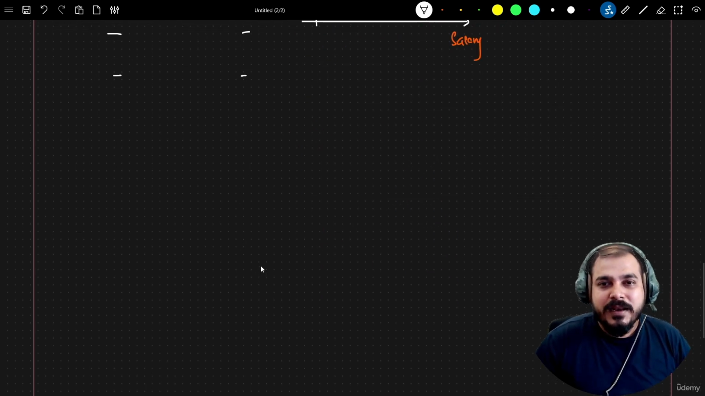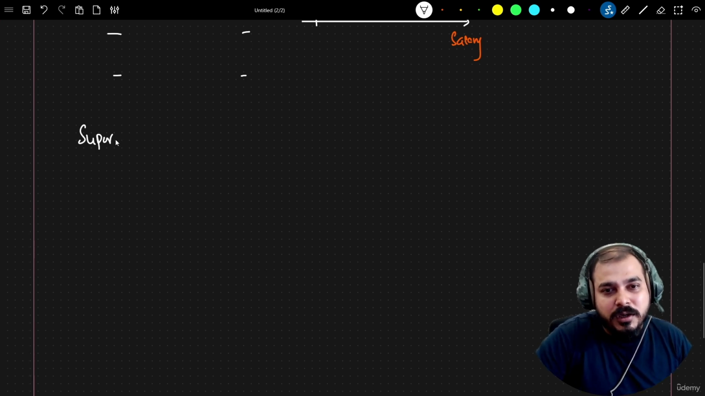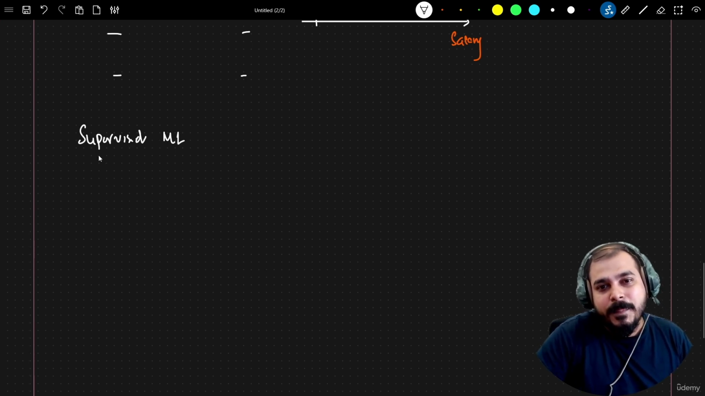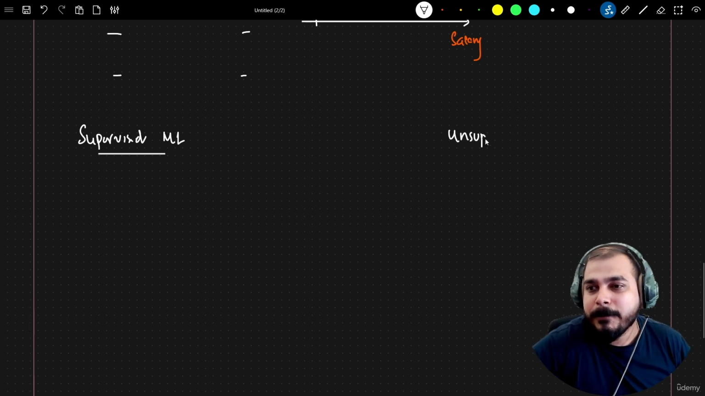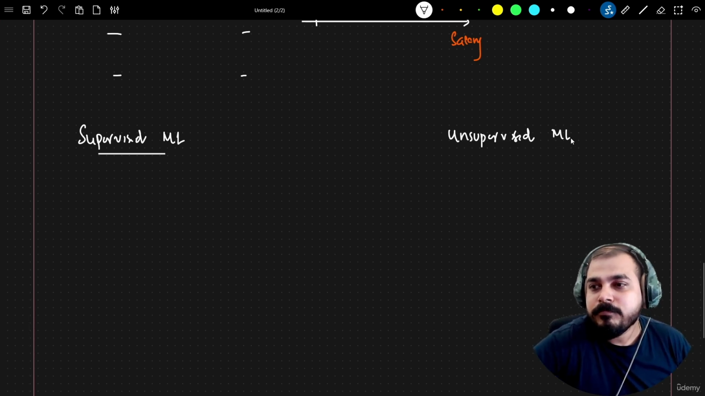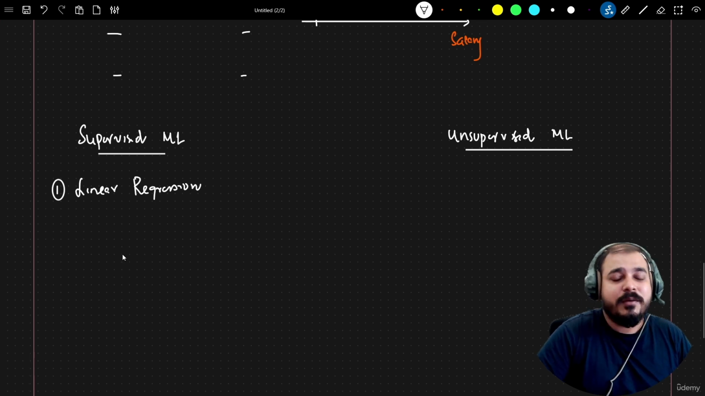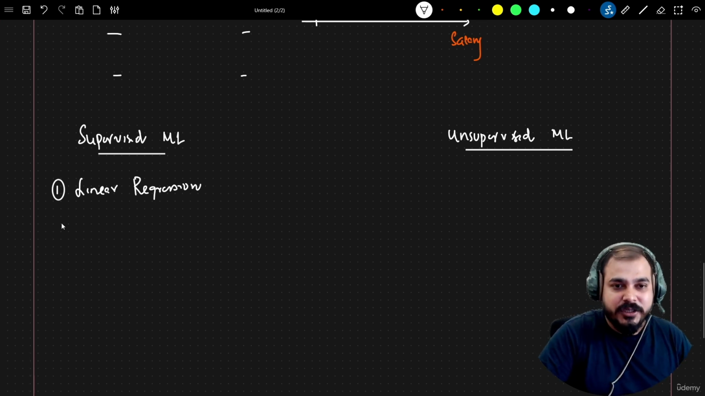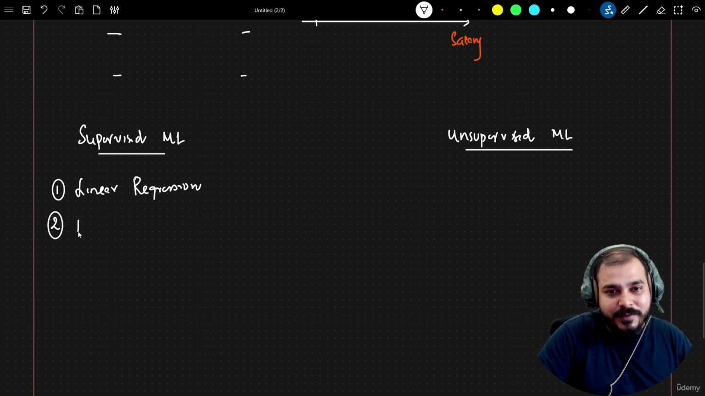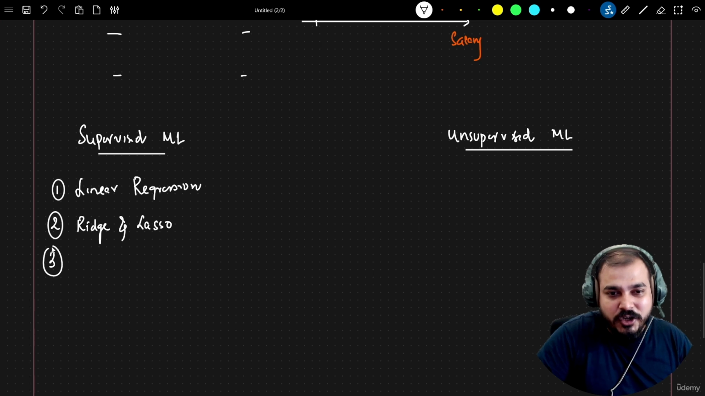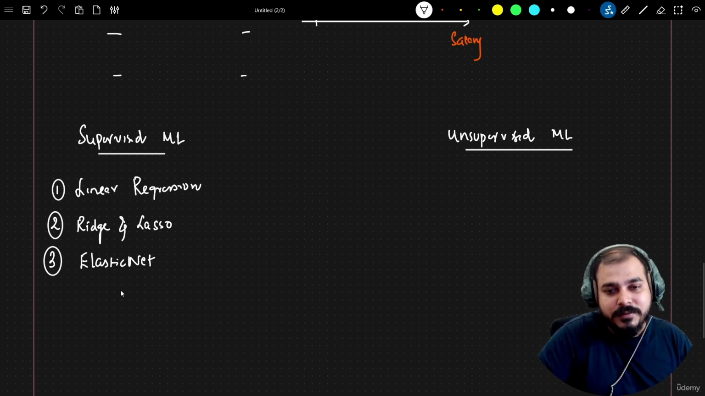Now let me talk about all the algorithms that we are going to learn in supervised machine learning and in unsupervised machine learning. In supervised machine learning, we will start with linear regression. As I said, we will be solving two types of problem statements: one is regression and one is classification. First we'll start with linear regression, then we will go with ridge and lasso regression. Again, this is to solve a regression problem statement. Then we will learn about elastic net.